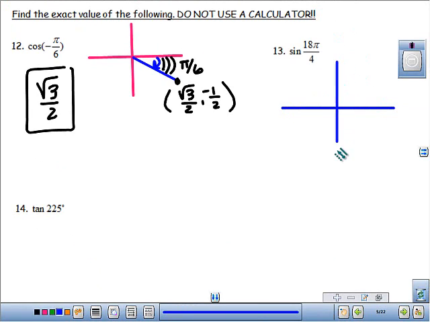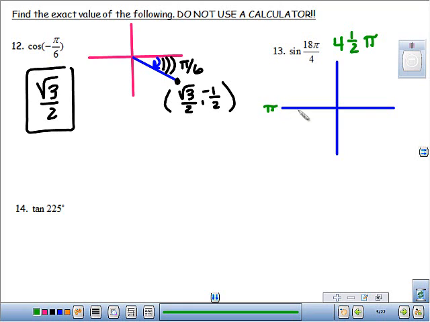Draw my picture for 13. All right, again, we can reduce our fraction 18 over 4. So when you reduce that, you're going to end up with a mixed number, and that's okay. It's still going to help us count a little easier. If I could get my pen. There we go. All right, so 18 over 4 is going to be 4.5. So we have 4.5 pi.